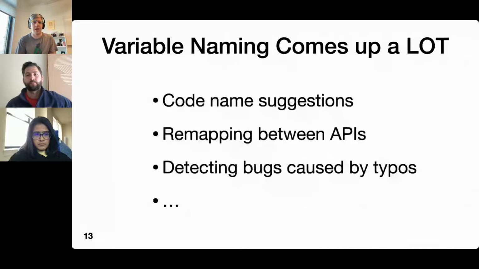And I just want to stress that VarCLR isn't only useful for decompilation. Scoring the similarity of variable names has applications to many other problems, including suggesting better names during coding, remapping APIs from one language to another, and detecting subtle bugs that might come up from typos.